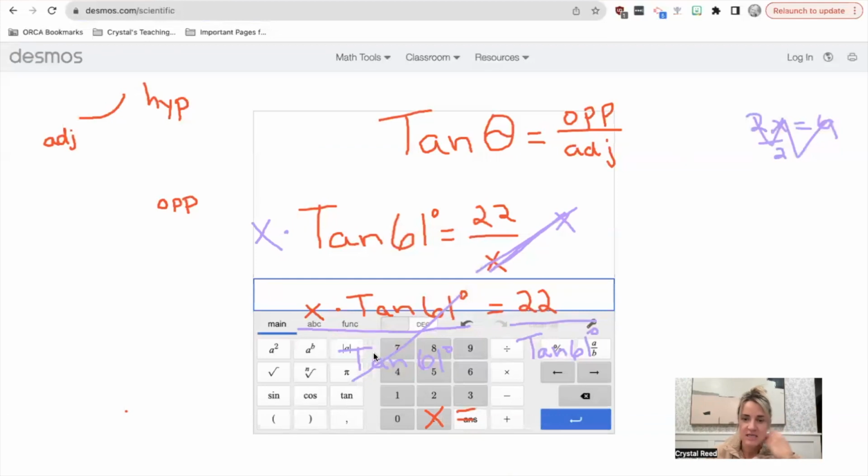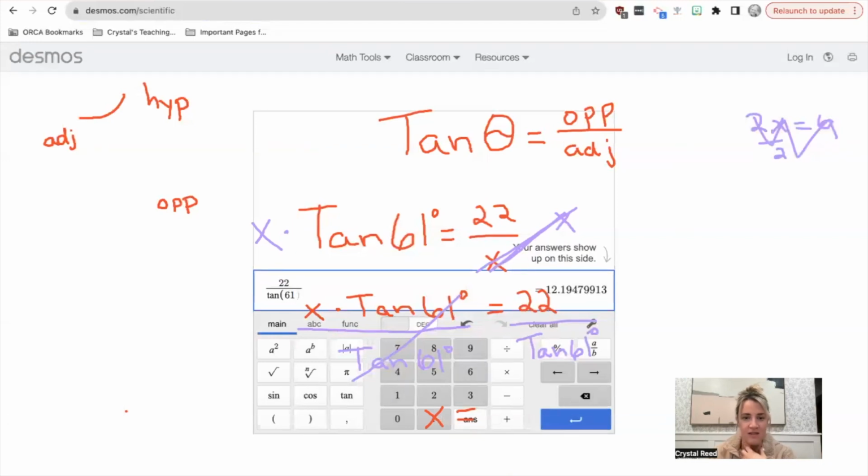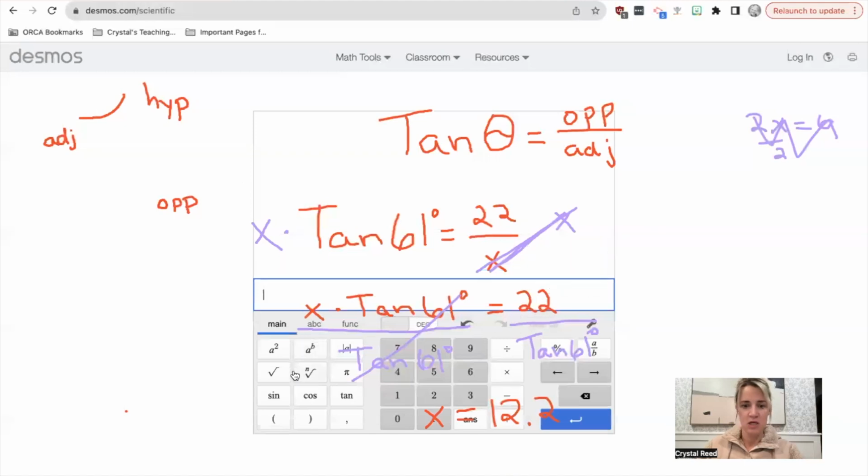Desmos is nice because we can just plug this in all at once. What we're trying to find was 22 divided by tan 61. So you can do 22 divided by tan 61, and there's our answer, 12.194799. I believe it wanted one decimal place, so 12.19 rounds to 12.2.